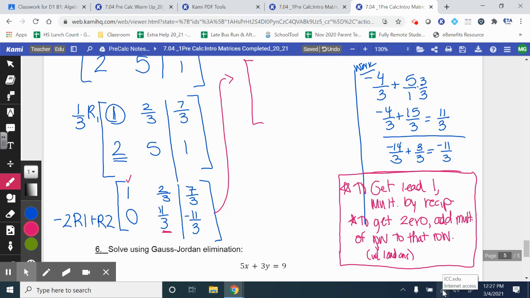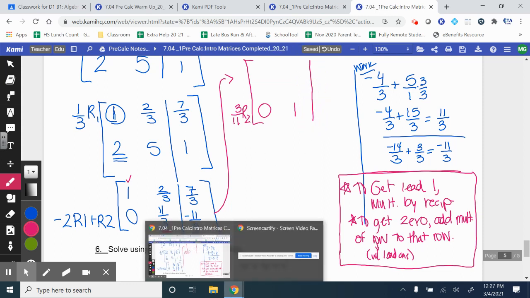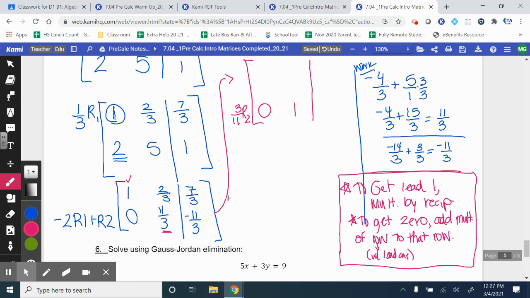Okay, so now we want to get 11/3 to become a 1, so we're going to multiply by the reciprocal of 11/3, which is 3 over 11 times row 2. So now I have 0 times 3 over 11 is 0. 3 over 11 times 11 over 3 is 1. And 3 over 11 times negative 11 over 3 is negative 1.